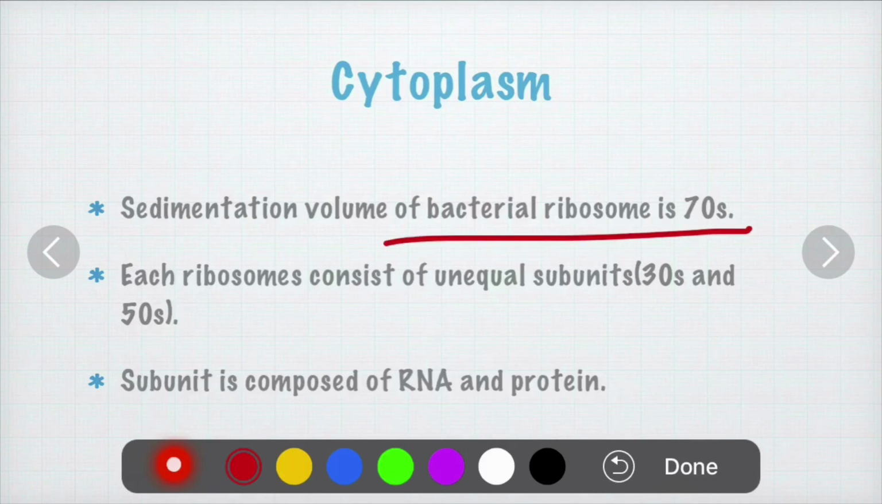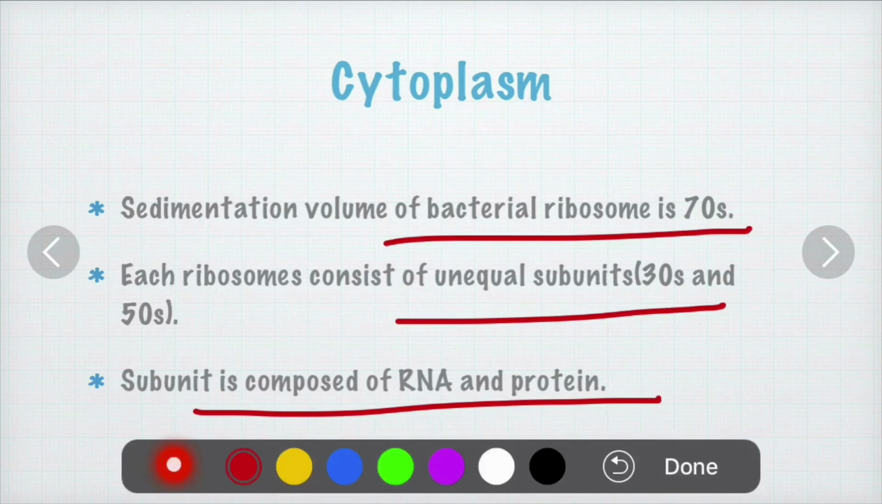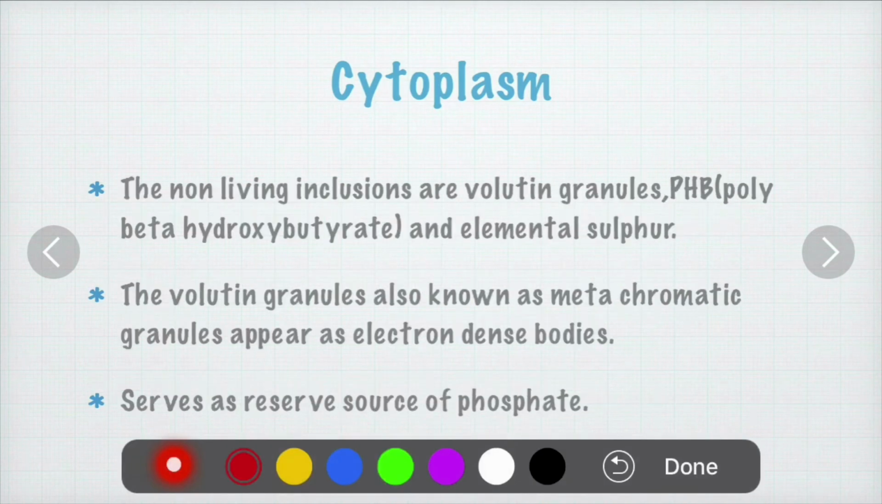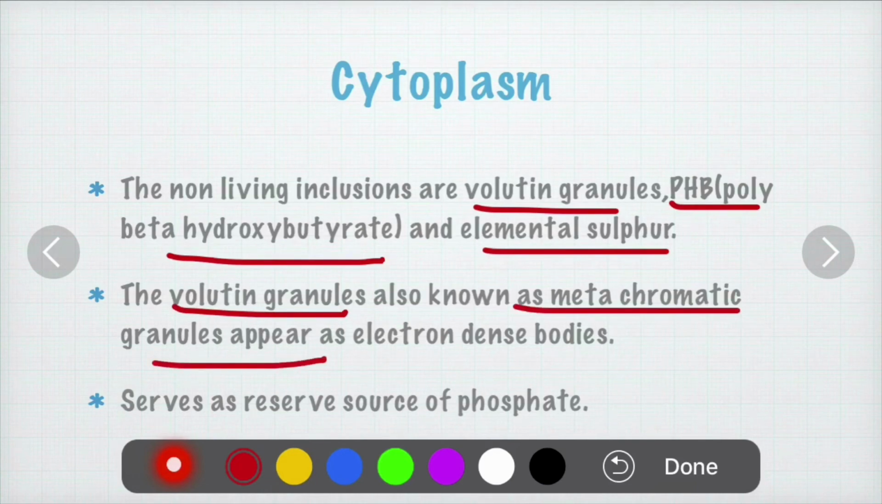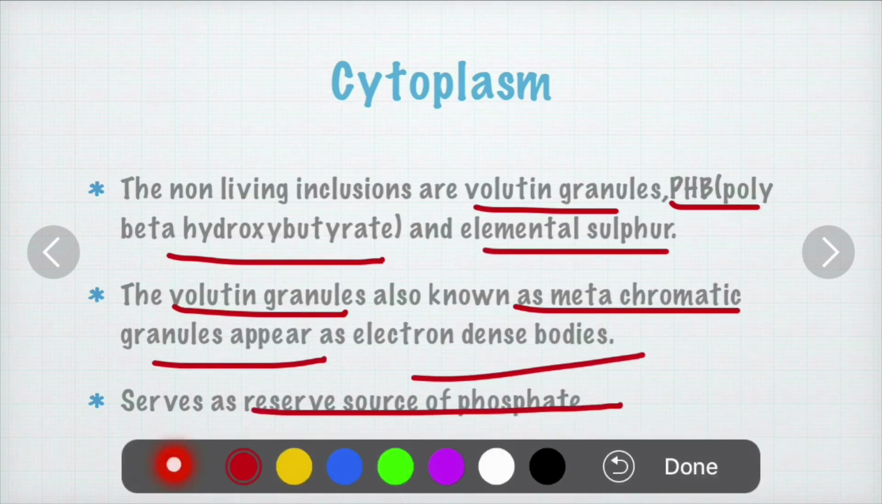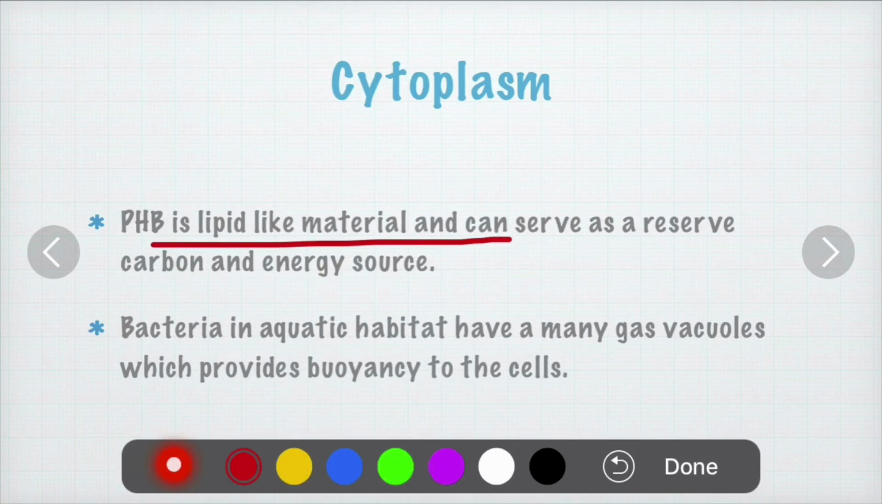Each ribosome consists of two subunits. They are unequal, that is 30S and 50S. Each subunit is composed of RNA and protein. The non-living inclusions are volutin granules, PHB, that is poly-beta-hydroxybutyrate, and elemental sulfur. First we will see volutin granules. These are known as metachromatic granules. They appear as electron dense bodies and serve as a source of phosphate. Next is PHB. It is a lipid-like material. It can serve as a reserve carbon and energy source.